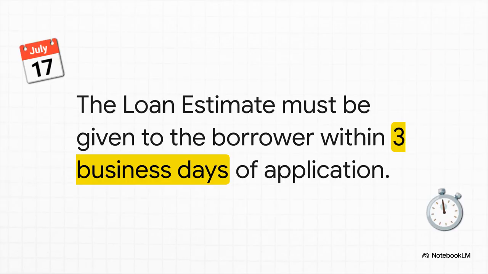And this right here is the first major timing rule you just have to know, period. The loan estimate has to be given to the borrower, or at least put in the mail, within 3 business days of getting that application. Say it with me. 3 business days. You've got to burn that number into your brain.